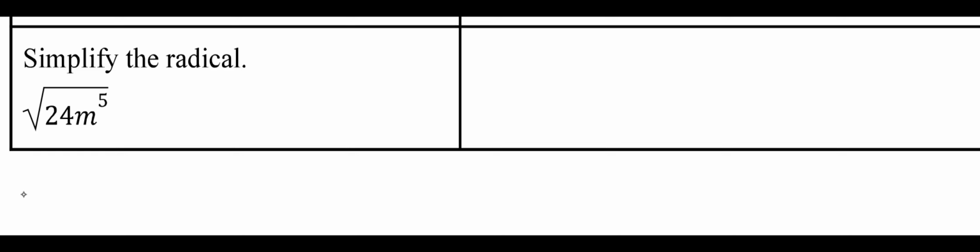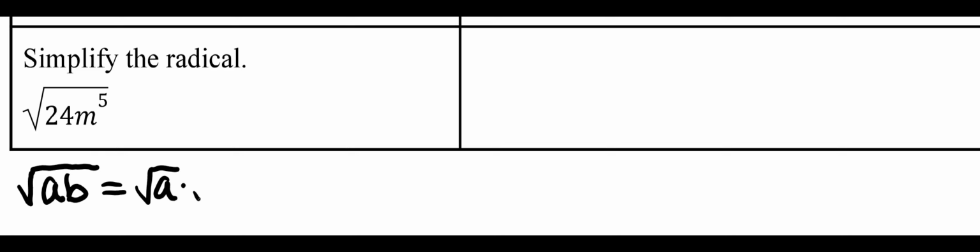One is that if you have the square root of a number, let's go ahead and call this number the product of a times b, that's the same as the square root of a times the square root of b. So you can have the square root of a product or the product of the square roots of the two factors of that same product.